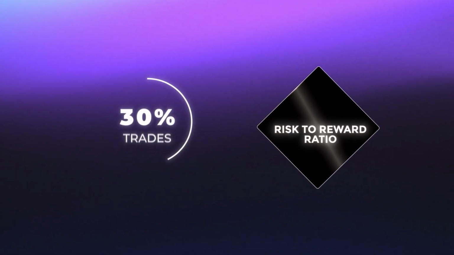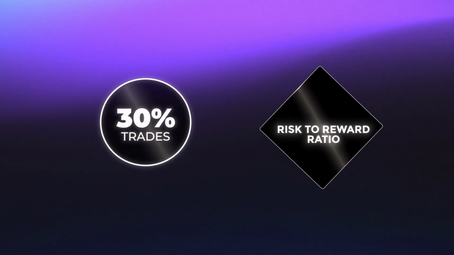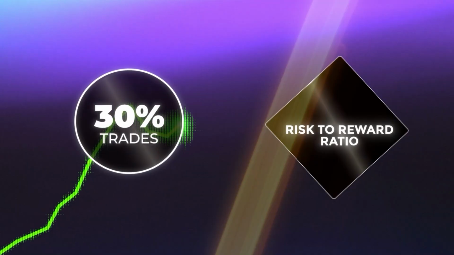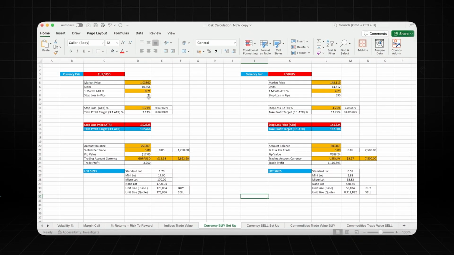Step 3, risk to reward ratios. This is how you can only win 30% of your trades and still make money. When we look at the spreadsheet, the stop loss has to be 0.71% away from the live price, which means our take profit needs to be at least 3 times bigger than our stop loss. Which means if we win one trade, it's going to take 3 losing trades in a row just to get back to where we started. I'll show you an example.